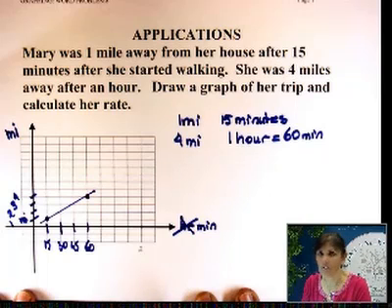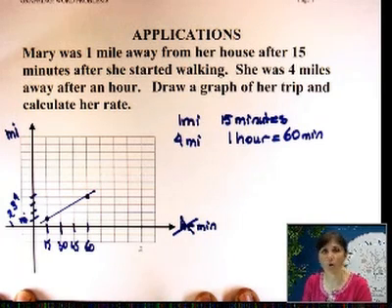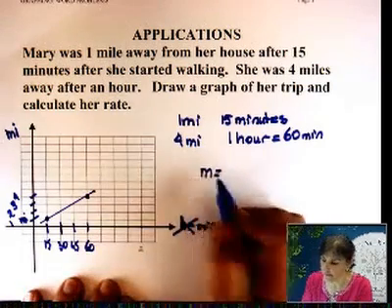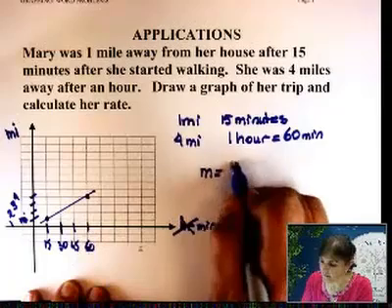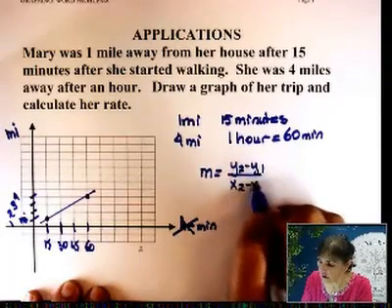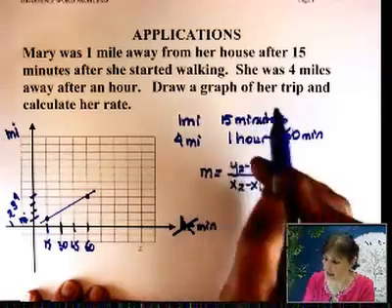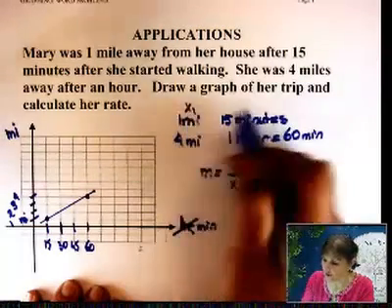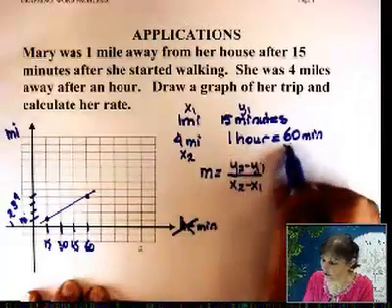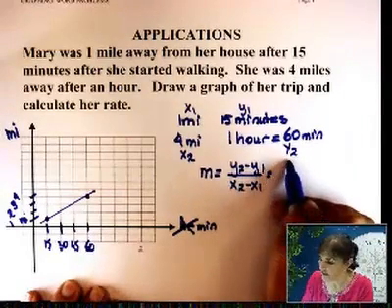What is rate? Rate is like miles per hour or miles per minute. So that's the slope, rise over run. So let's get the rise and let's get the run. This is like my x1, y1, and this is like my x2, y2. Plug them in.